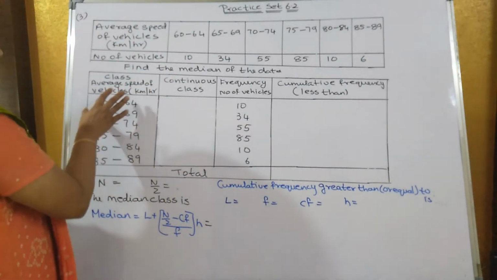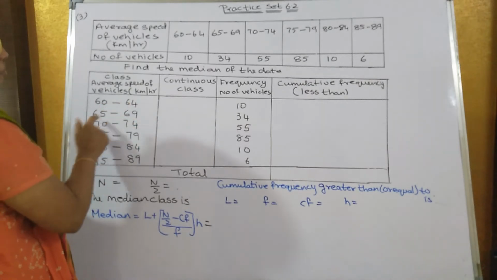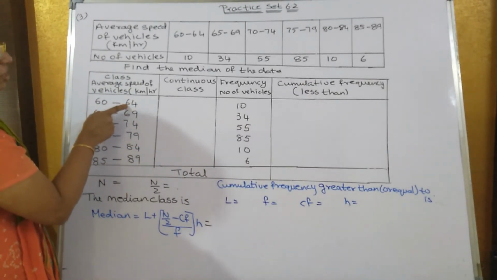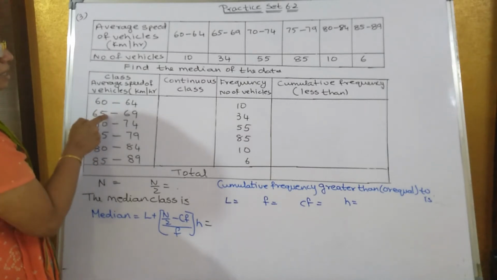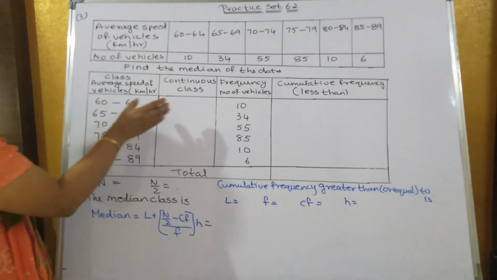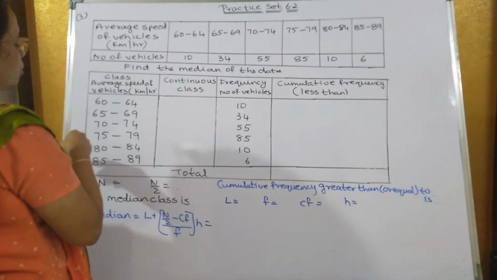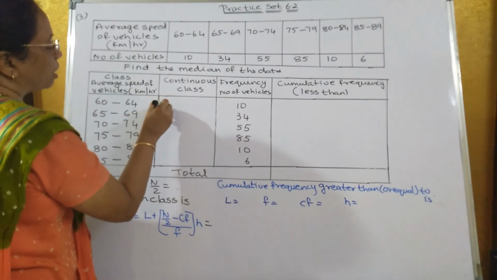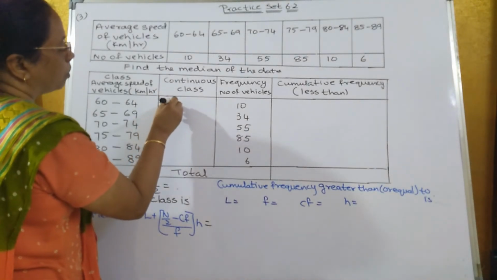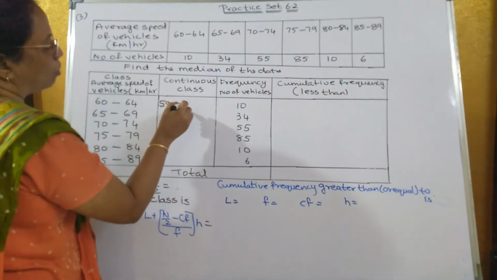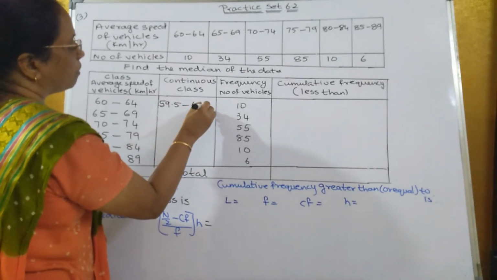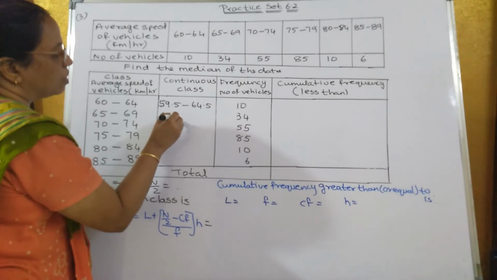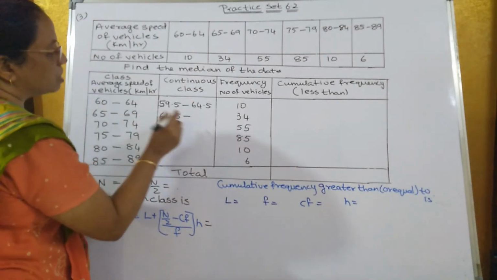Now if you look at this, in the first column the classes are 60 to 64, 65 to 69 and so on. Now if you see, this is not continuous. If this is 64 then this is 65, they should be the same. They are not the same, so it is not continuous, and we must first make it continuous. So what do we do? Here you decrease 0.5 from 60. When you decrease 0.5, you get 59.5, and increase 0.5 over here, so this becomes 64.5. Now decrease 0.5 from 65, you get 64.5. So this became continuous.